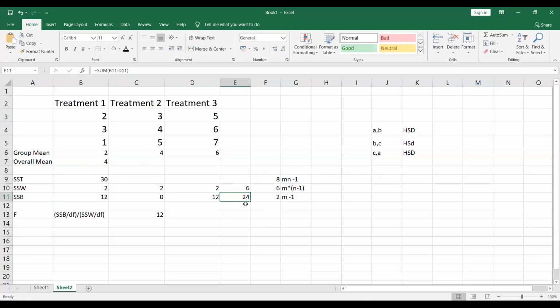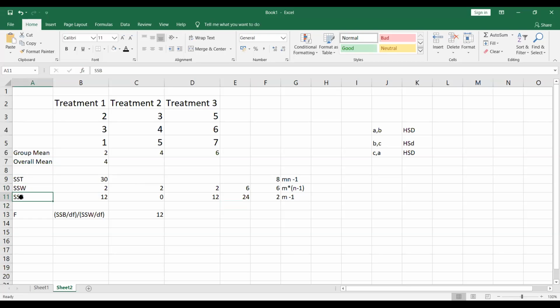Okay, but can you see some pattern over here? The pattern is that your SST is the sum of SSW and SSB, right? Right? Yes, yes, yes, sir.